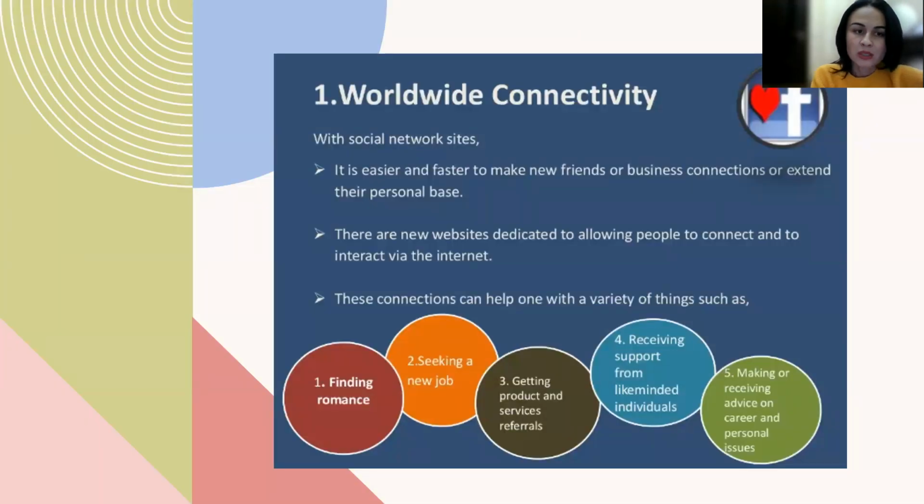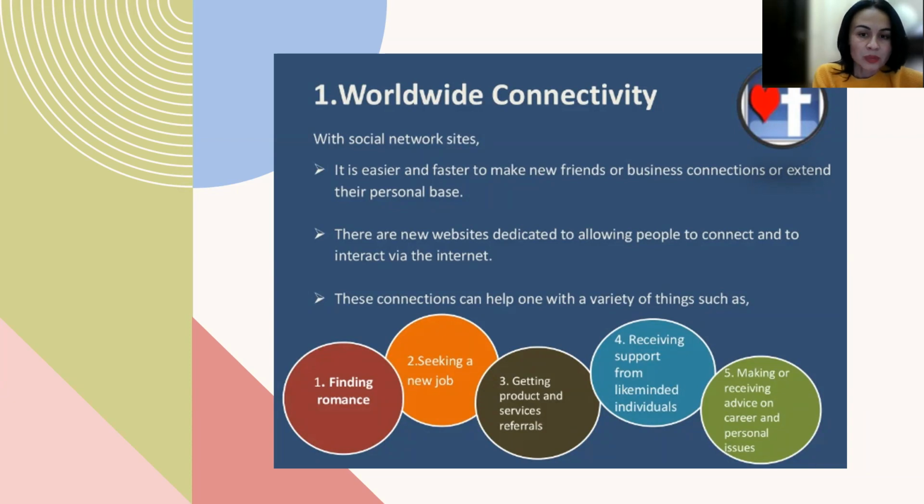So worldwide connectivity, as we have talked about it. Social networking sites help us to make new friends. I'm sure that all of us have made friends online. It can be through online gaming, social networking sites, or Facebook groups, and so on. It also helps to connect with new businesses or partners, especially LinkedIn, a professional social network. And you can also extend your personal base.